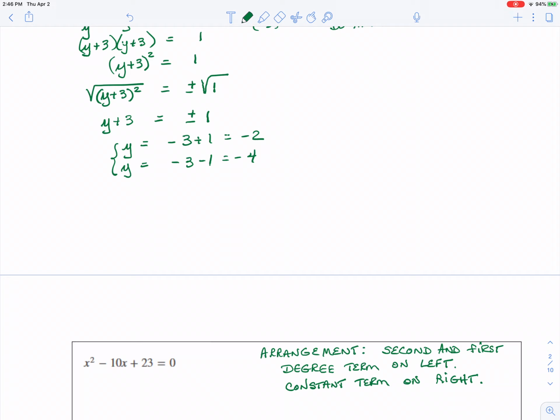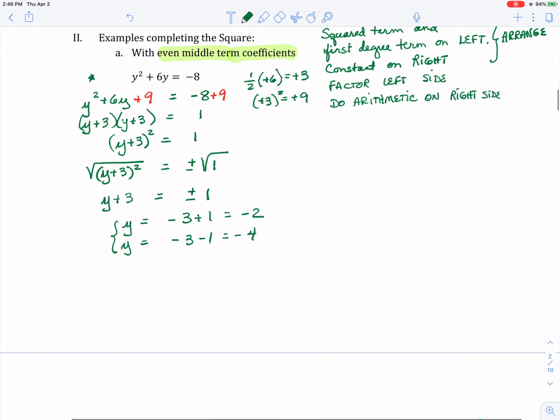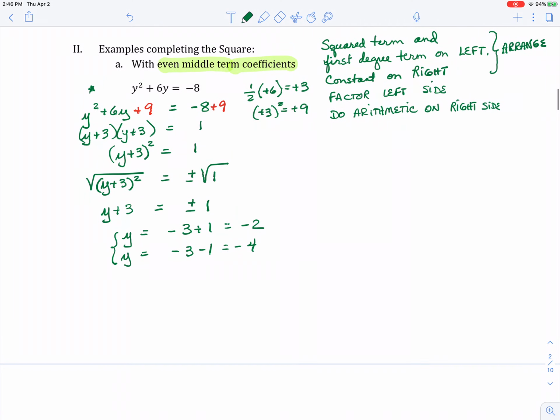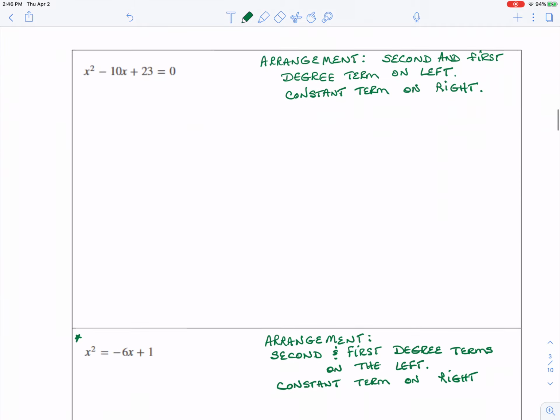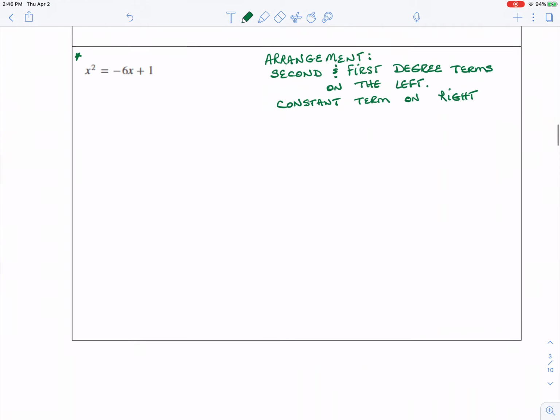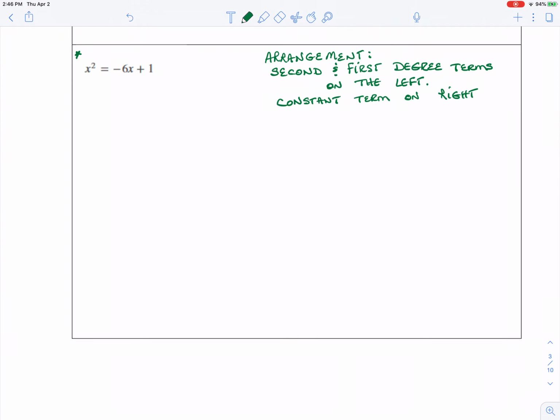Okay, so solving by completing the square, I've got a few little steps that you have to remember, but I find that students, once they master this process, like it as one of their easier ones to work with. All right, so let's do one more example. I think this is a good one for me to work, and then we'll stop this part.